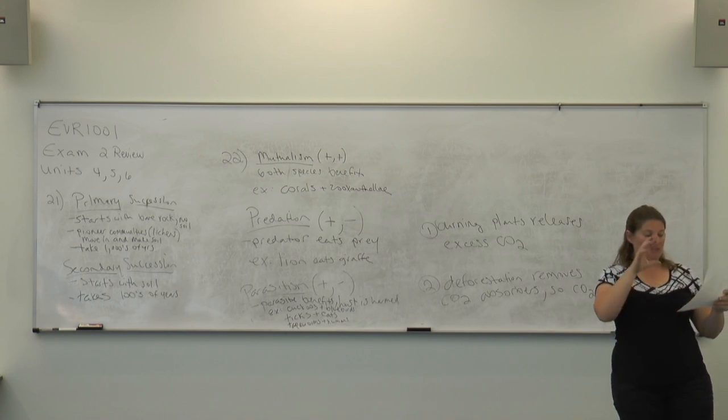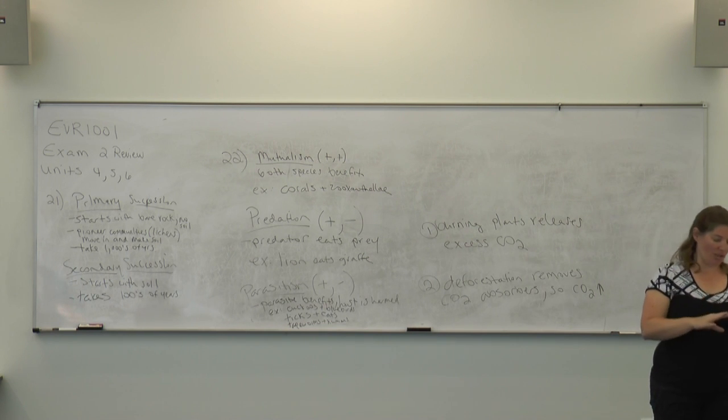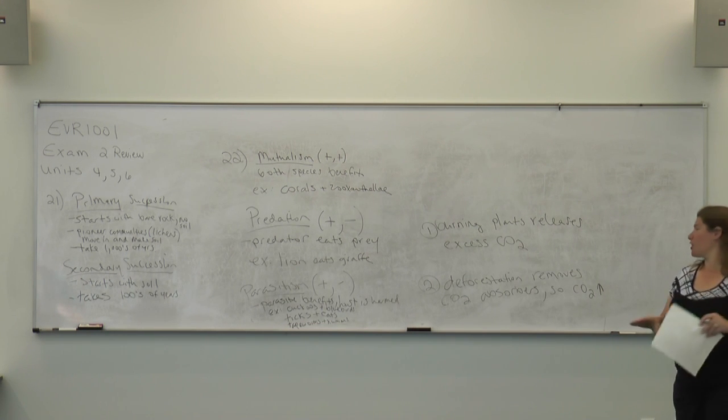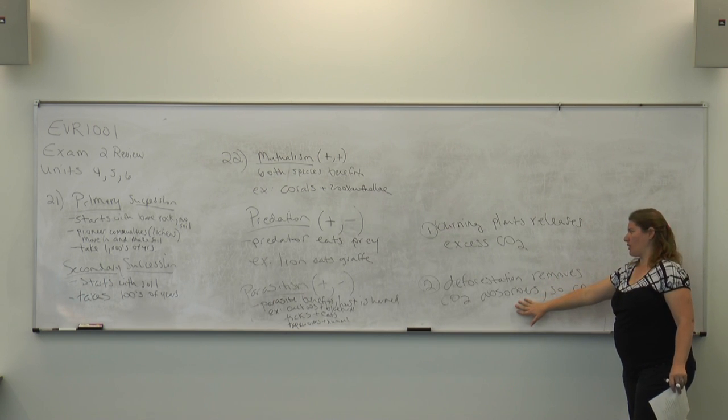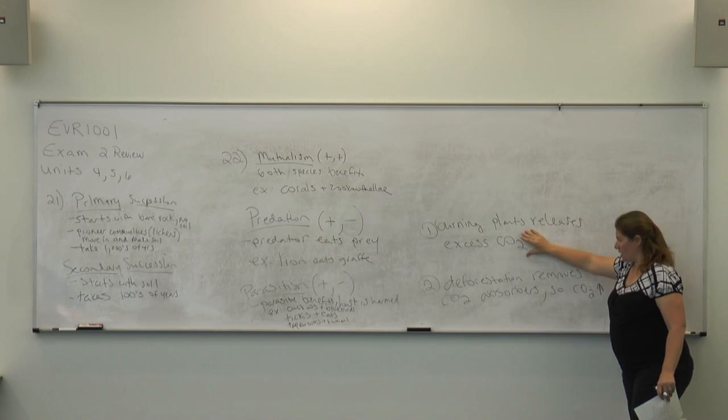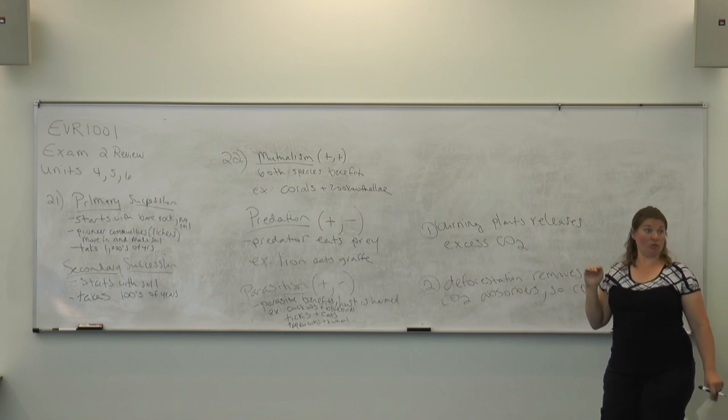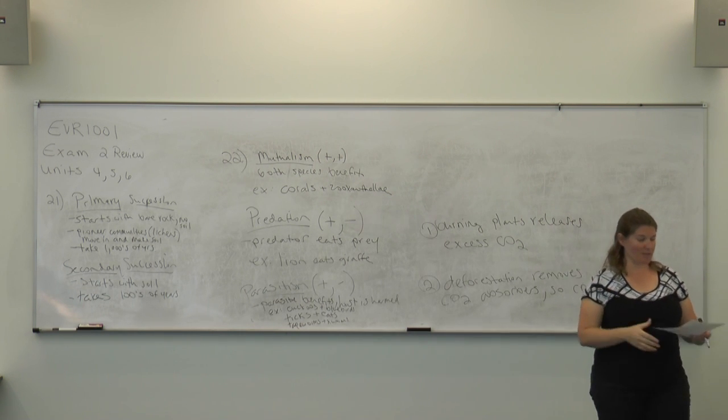How does getting rid of vegetation and burning it affect CO2 levels? So if we're chopping it down to burn it, then we have less photosynthesis going on. And by burning it alone, that releases CO2. Okay, that makes sense?